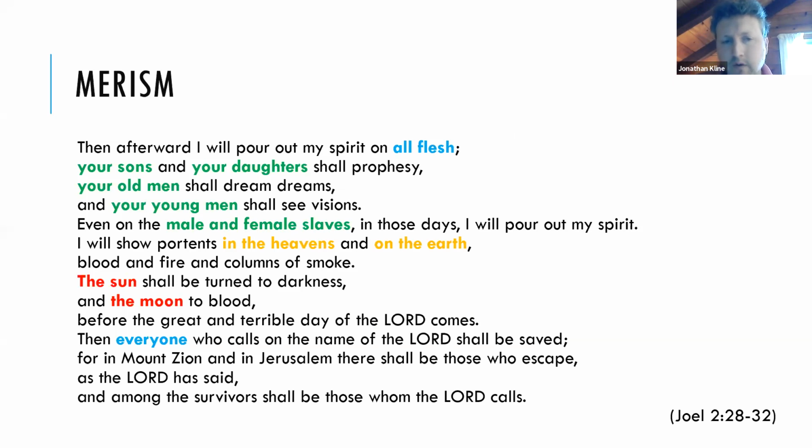If you look down, you can see the other term in blue, everyone who calls on the name of the Lord shall be saved. And then there's a series of merisms: your sons and your daughters, your old men and your young men, male and female slaves. You get portents in the heavens and on the earth. The sun shall be turned to darkness, the moon to blood. Sometimes when we read accounts like this, we may think, well, what's going on literally? Is it just sons and daughters or just old men, but not old women? But no, these terms are used to talk about everyone.